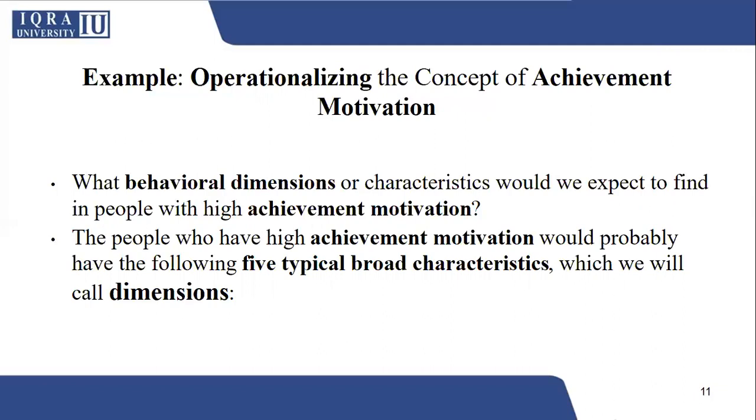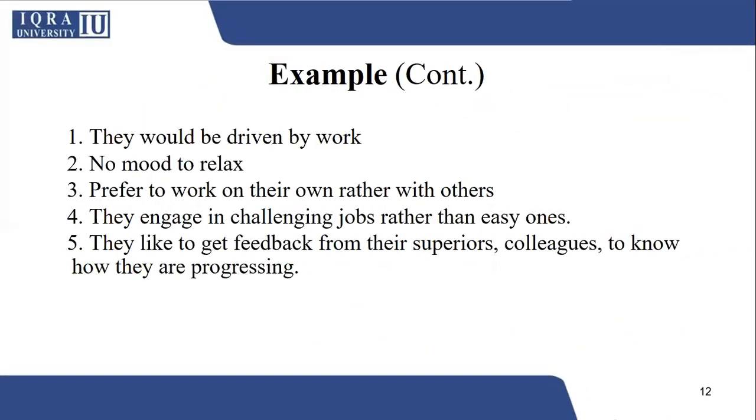Right? The people who have high achievement motivation have the following characteristics. In other terms, we call those dimensions, right? What are those? Number one, people who have high motivation are driven by work. Number two, no mood to relax, prefer to work on their own rather than with others. They engage in challenging jobs rather than easy ones. They like to get feedback from the supervisor and colleagues to know how they are progressing.